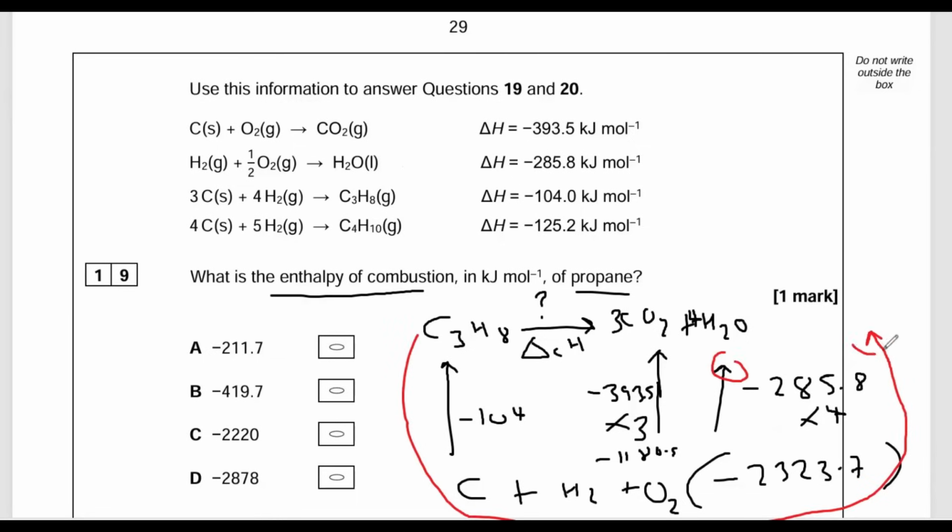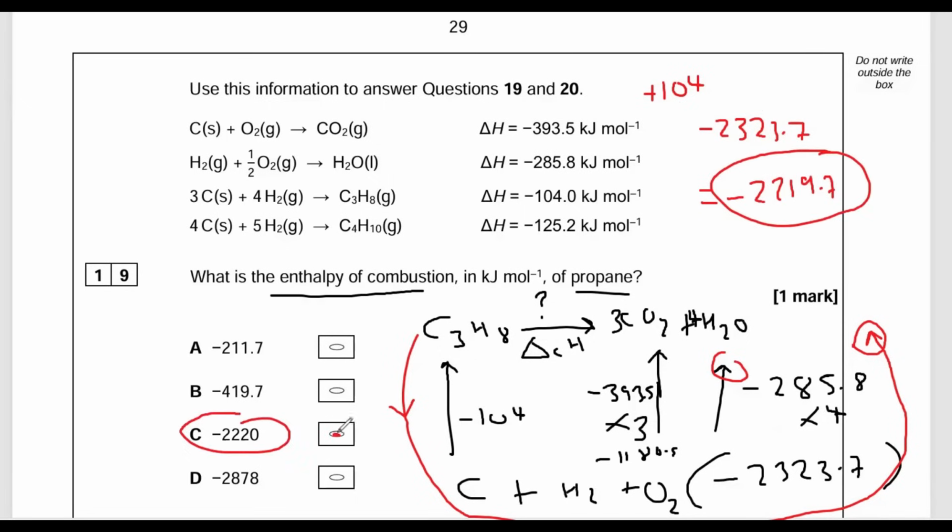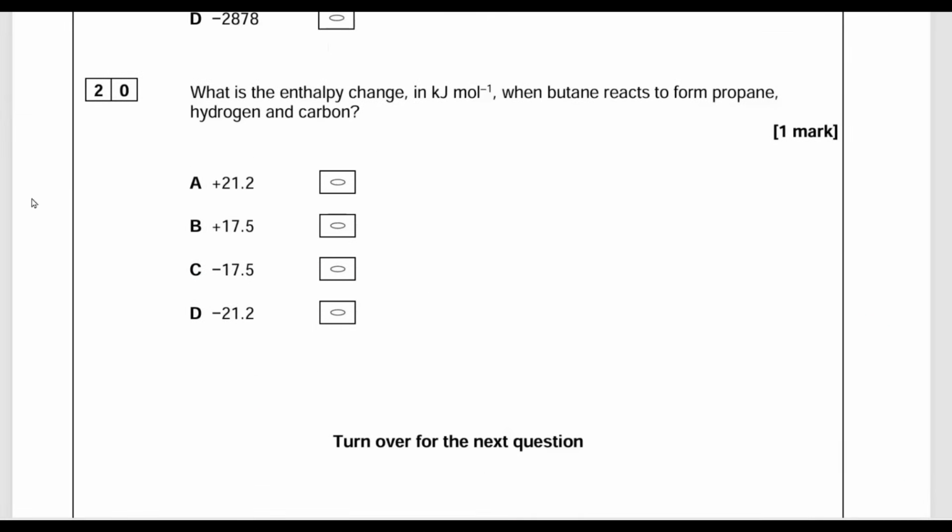I now draw my red arrow going all the way around, and wherever the arrows are in alignment, I keep that sign the same. So the minus 2,323.7 is in alignment, but the minus 104 goes against my red arrow. So I reverse it and make it plus 104 minus 2323.7, and I get an answer of minus 2219.7. And the closest answer to that is C, and that is the correct answer. So it's just doing a Hess's law cycle.